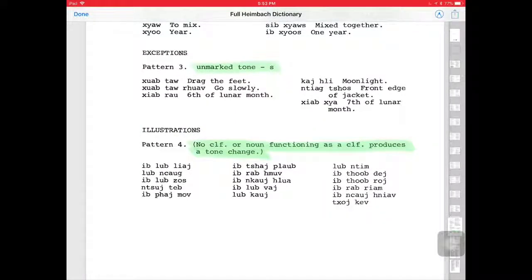And finally, rule number 4, no classifier or noun functioning as a classifier produces a tone change. So, lo lia, we would expect the B to change this to a G, lo lia, but it doesn't. Lo lia. And there's other examples. Ilu jaw, jaw we would expect to turn into a G as well, but it doesn't. Ilu jaw.